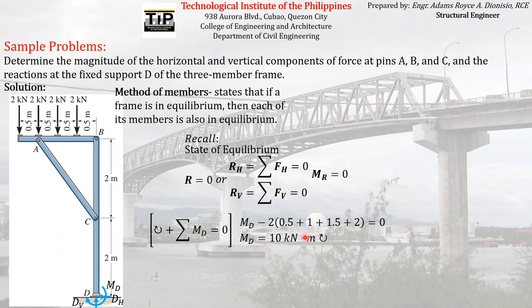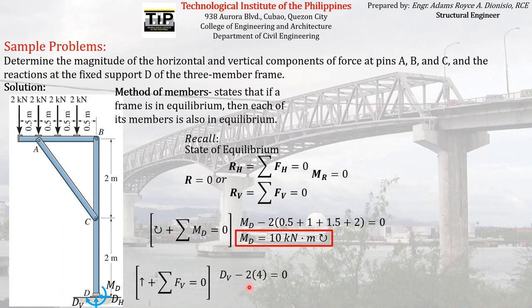So, actually, that is one of the things na hinahanap dun sa tanong, yung reaction sa fixed support D. So, box natin yan because that is one of the answers. Sunod na, hanapin yung iba pang unknowns. Pwede pa natin gamitin yung isa pang equation of equilibrium, summation of force along the vertical must be equal to 0, upward positive yung sign convention natin. Ano na ba yung mga vertical force dito? Yung DV, upward, so positive yun. Tapos yung apat na 2 kN downward, so negative. Yung sum nila, dapat equal to 0 again.